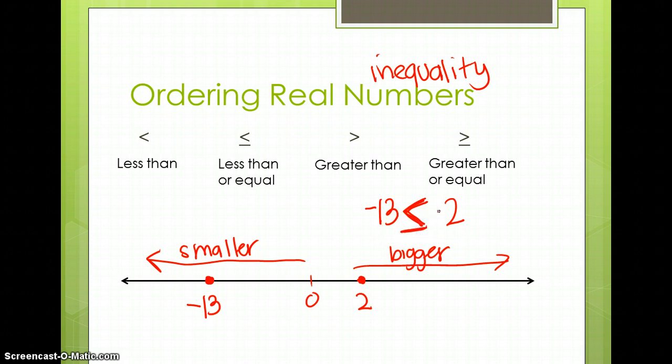Optionally, we could use the less than or equal, the key word there being or. It only has to fit one of those criteria. It could be less than or it could be equal. So if I was going to say something like negative 5 is less than or equal to negative 5, that would be true because I included that equal portion in there. So just a reminder as far as ordering goes.